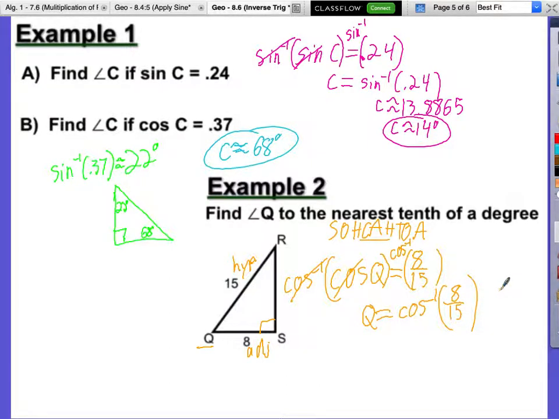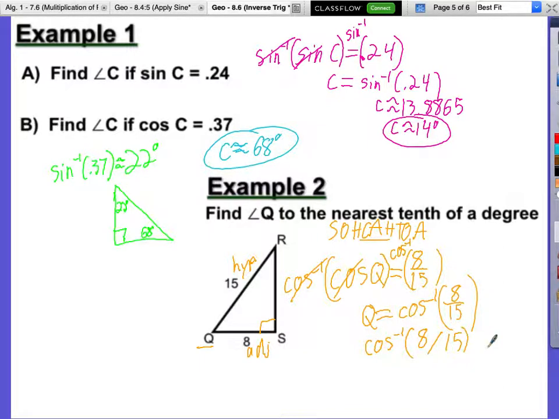Yes, you can. So, how you would put this in a calculator, awesome math students, thanks for asking. You would do your inverse cosine first, and it would pop up a parenthesis right after that. So you do 8 divided by 15, and then you end your parenthesis. When you put divided, it'll put a slash. That's what it puts in your calculator.